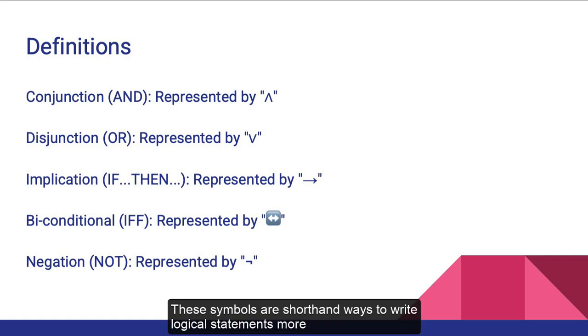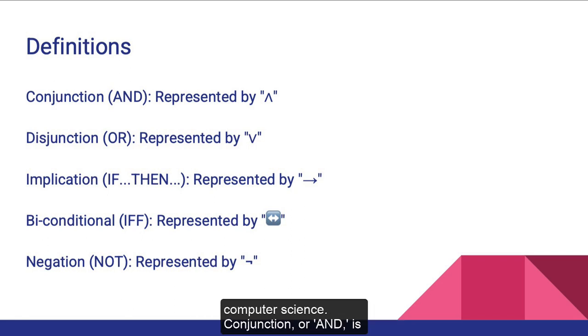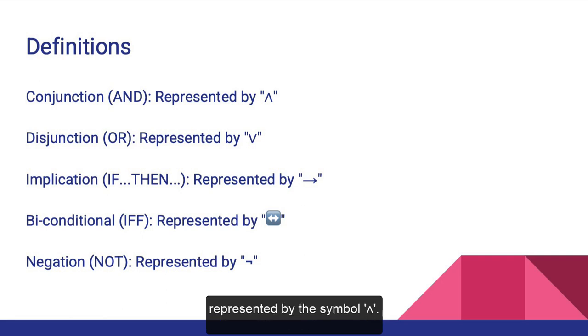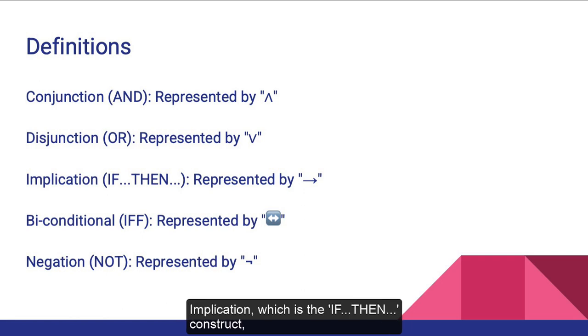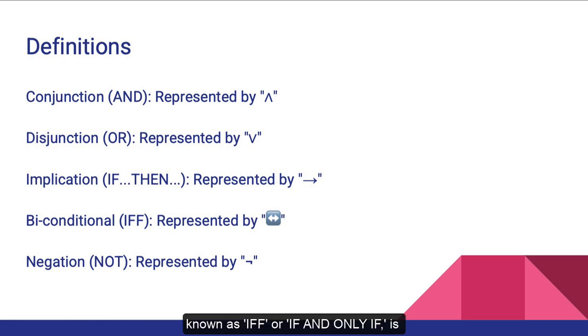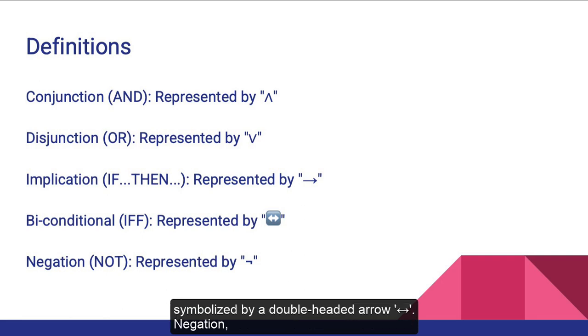These symbols are shorthand ways to write logical statements more efficiently and are commonly used in mathematical logic and computer science. Conjunction, or "and," is represented by the symbol that looks like an upside-down V. Disjunction, or "or," uses the symbol V. Implication, which is the "if, then" construct, is denoted by the arrow. Biconditional, also known as IFF or "if and only if," is symbolized by a double-headed arrow. Negation, or "not," is represented by the sideways L symbol.